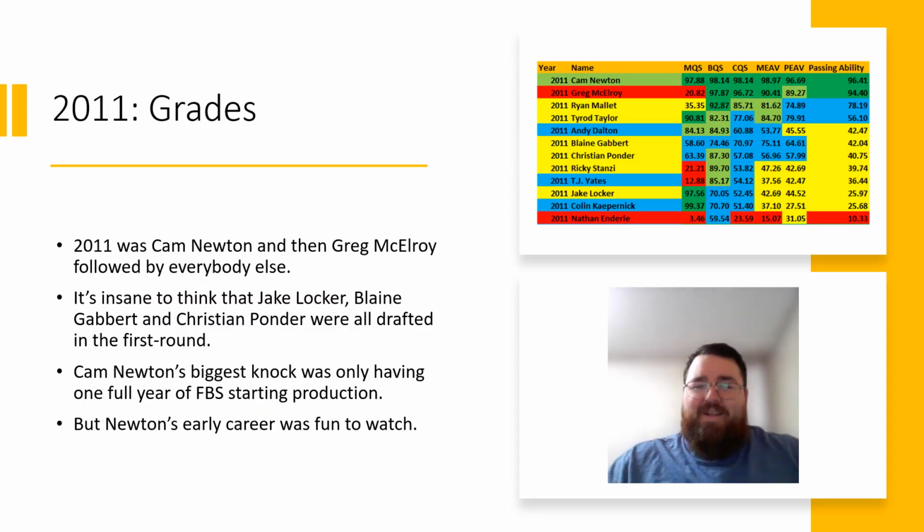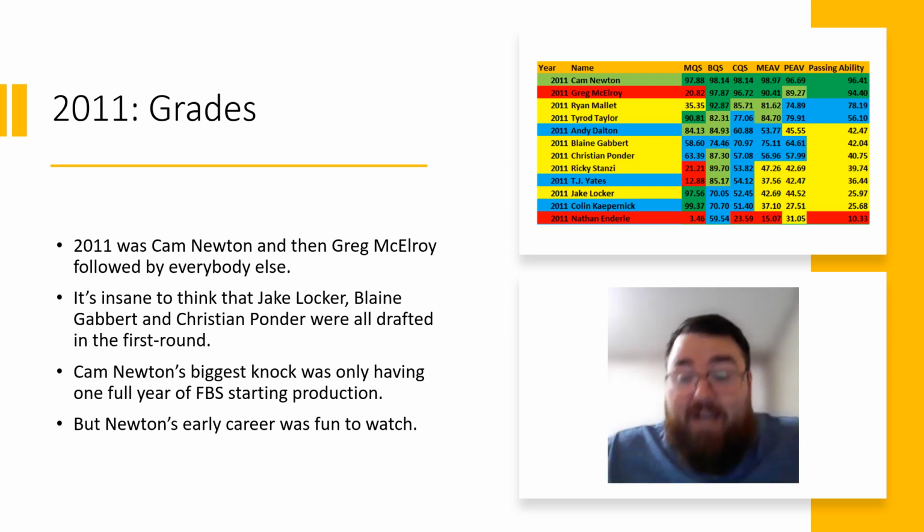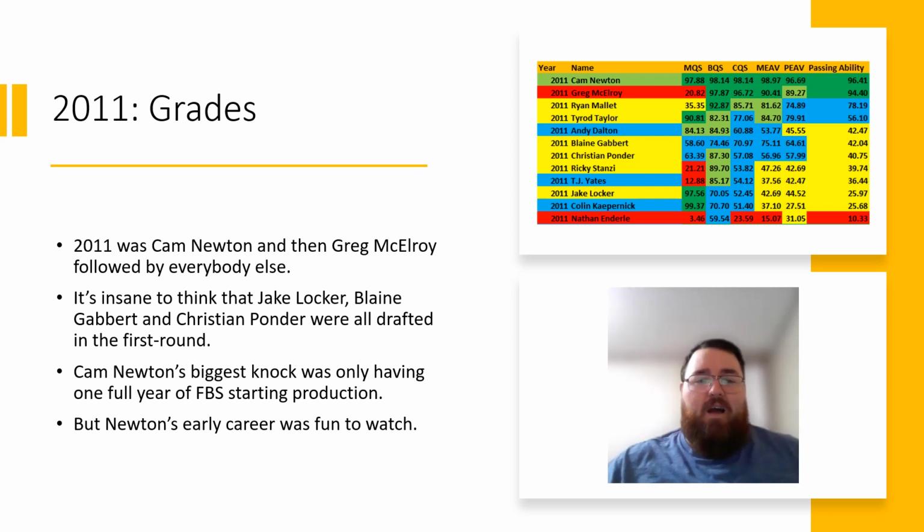Moving on to 2011. Stay with me, guys. All right, 2011. We get to Cam Newton, and then Greg McElroy, followed by everybody else. It's insane to think that Jake Locker, Blaine Gabbert, Christian Ponder were all drafted in the first round out of this particular draft class. Cam Newton's biggest knock was only having 1 year of FBS starting production. He only started 1 year at Auburn before he entered the NFL.